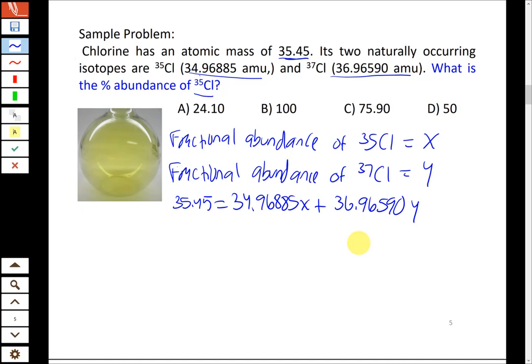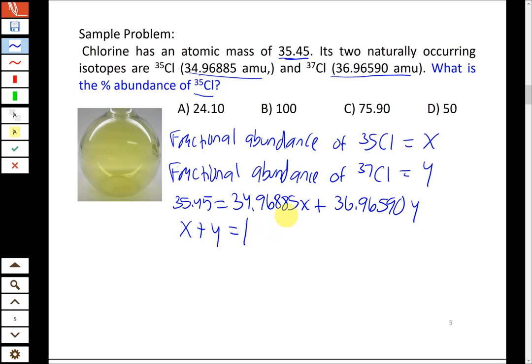Obviously we can't solve this with just one equation and 2 unknowns, but we always have to remember the other relationship, which is that the sum of the fractional abundances has to equal 1, or alternatively the sum of the percent abundances equals 100%. Whenever you have a mixture of isotopes, whether it's 2, 3, 4, or so on, all the fractional abundances add together to equal 1, or 100%. In this case it's just 2, so the second equation will be x plus y equals 1. So the sum of the fractional abundances equals 1 for any system that's defined in this way.